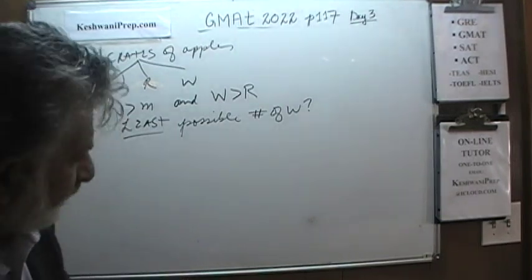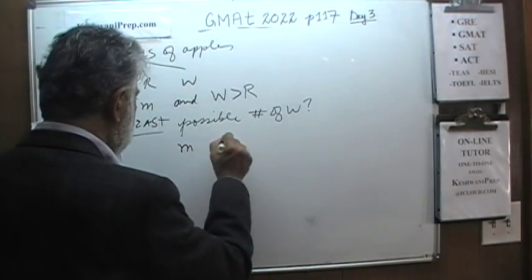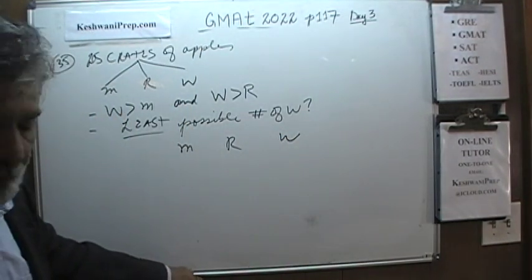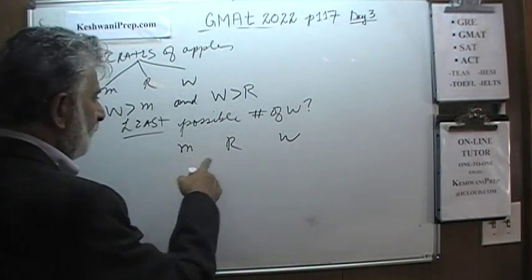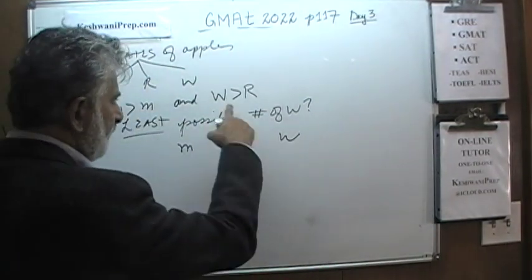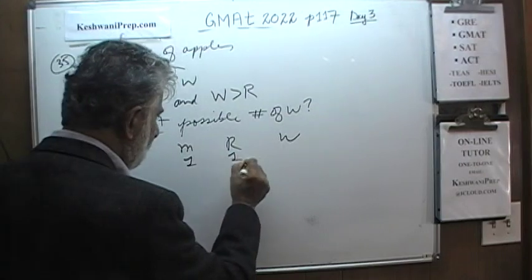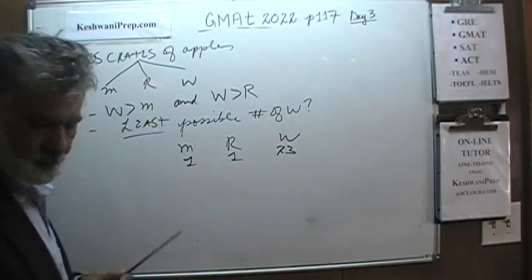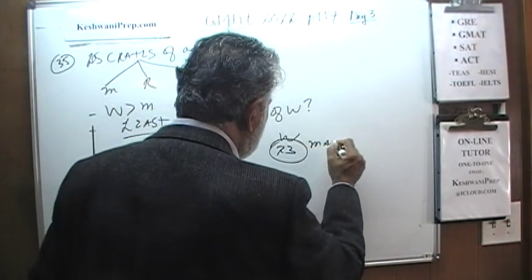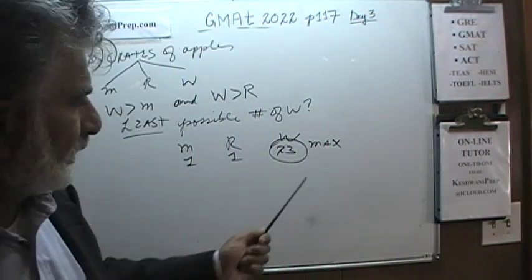So here we go. We have Macintosh, Rome, and Winesap. Let's look at the two extremes. One extreme is that because the number of Winesap has to be more than the number of Macintosh, and more than Rome, we could have 1, 1, and 23. That's the scenario where we can have the maximum number of Winesap.